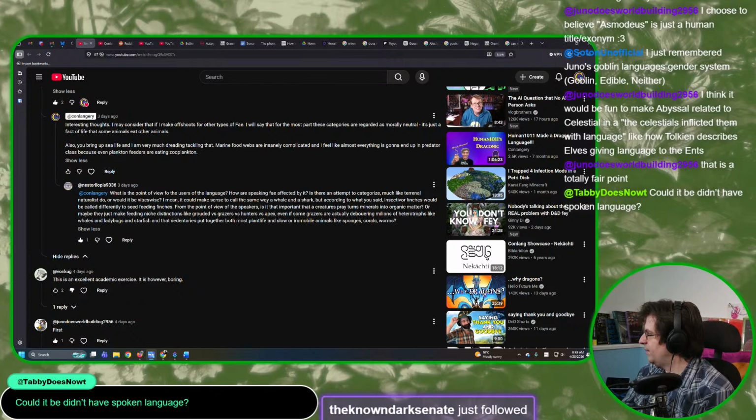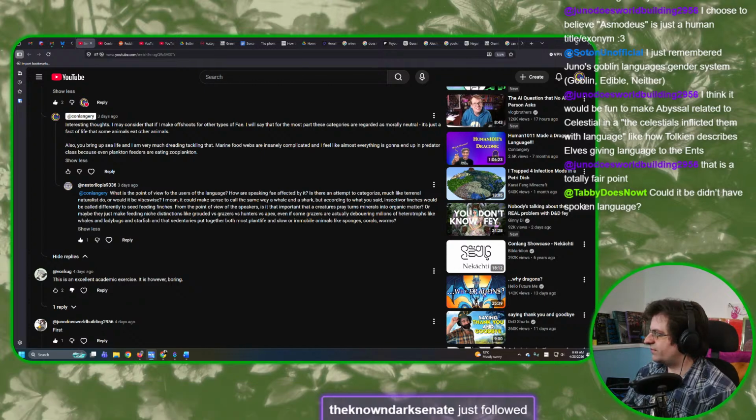And that means that if I do it that way with the celestials, I could say the same thing about the demons. Another benefit of having Abyssal be related to the celestial languages is I could keep things ambiguous, which I think a lot of lore likes to do with the demons.